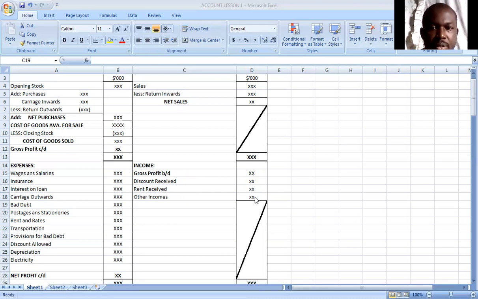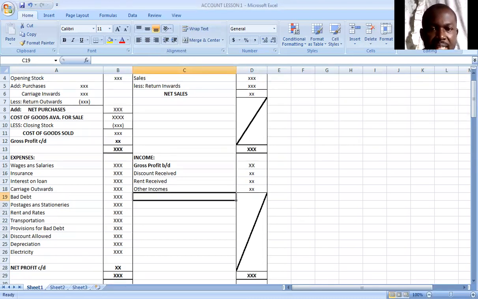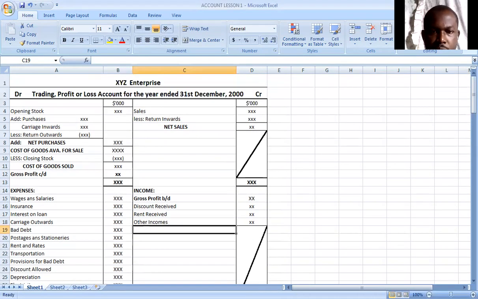Now, when the amounts here are added up, you get this. That is what you also put on the other side of the account, on both sides, debit and credit. Now, when you do that, you add up this whole amount of expenses and deduct from this amount. That is what gives you your net profit carried down. Okay, now this is just simply a typical example of how a trading profit or loss account looks like.